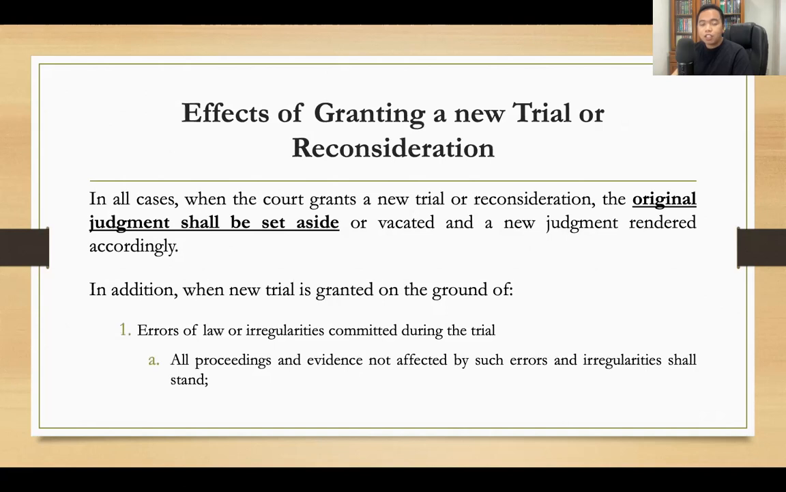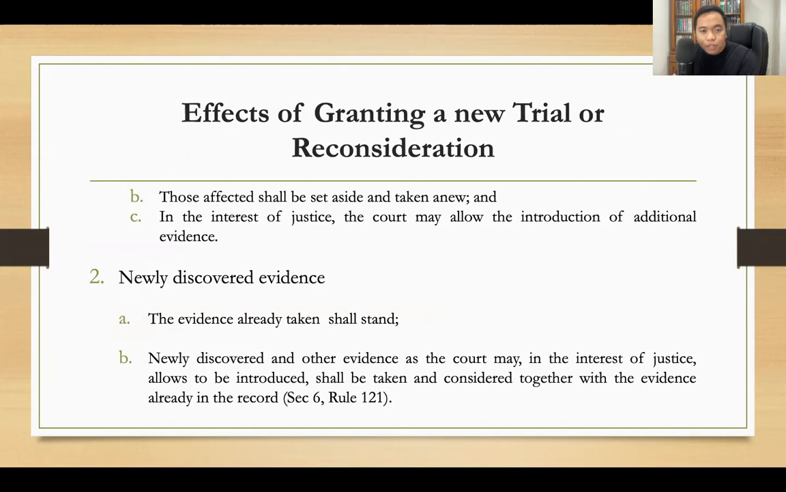What is the effect of granting a new trial or reconsideration? In all cases, when the court grants a new trial or reconsideration, the original judgment shall be set aside or vacated and a new judgment rendered accordingly. In addition, when a new trial is granted on the ground of errors of law or irregularities committed during the trial, then all proceedings and evidence not affected by such errors or irregularities shall stand. Those affected shall be set aside and taken anew.